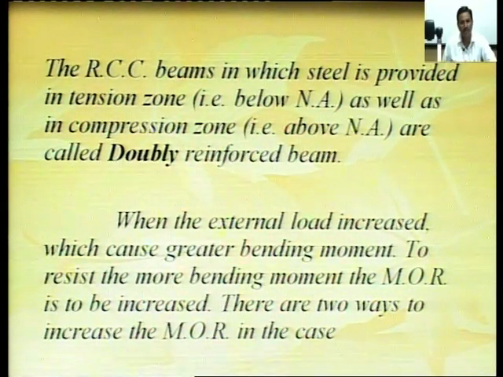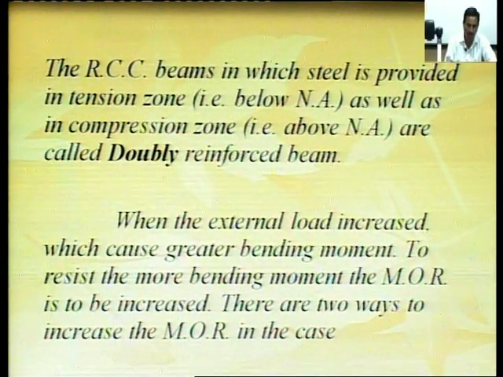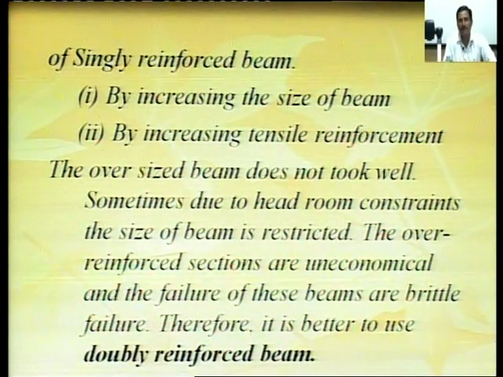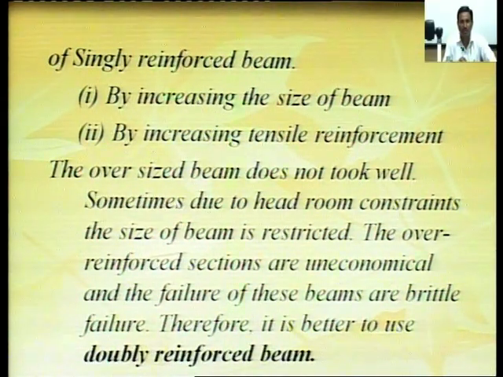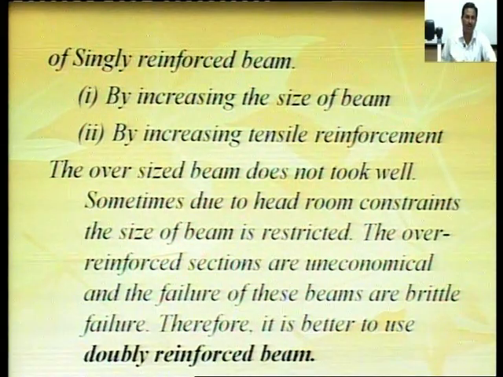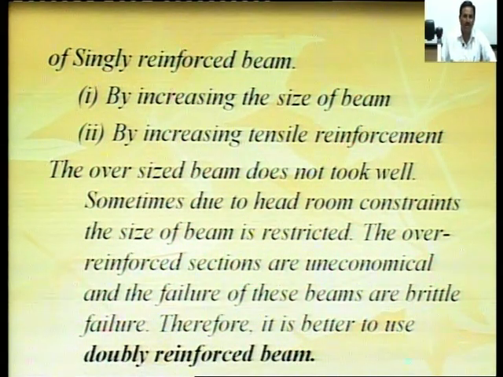There are two ways to increase the moment of resistance. First method is by increasing the size of beam. The moment of resistance of the section is directly proportional to the size of the beam. When we increase the size of beam, the moment of resistance of the beam section is increased. Second, by increasing the tensile reinforcement. The moment of resistance also depends upon the area of tensile reinforcement. As we increase the area of tensile reinforcement, the moment of resistance of the beam section will increase.